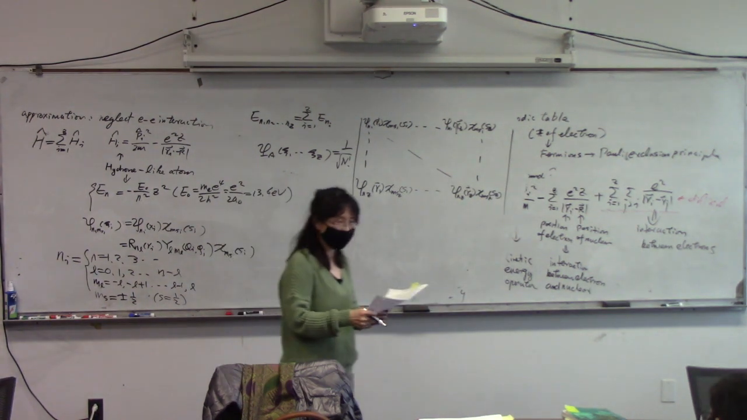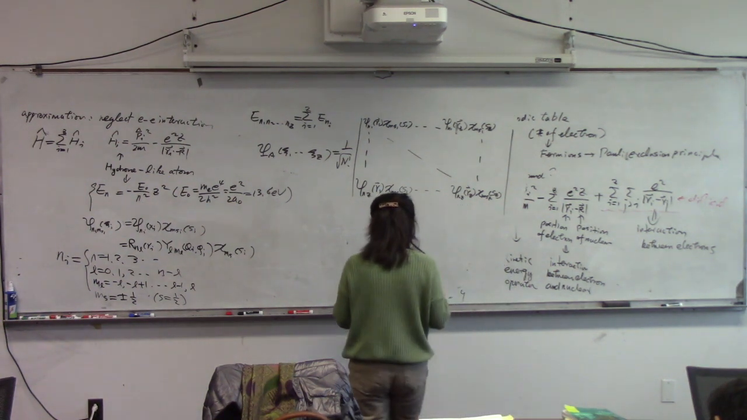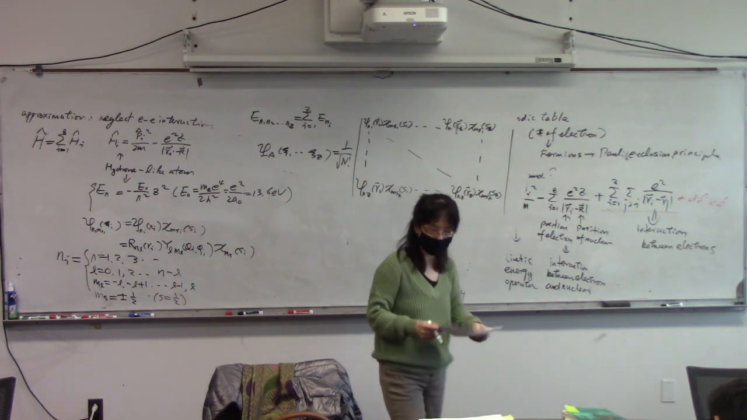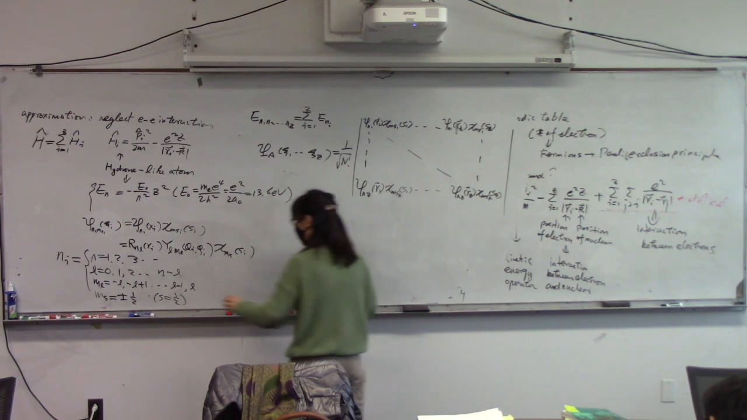Like this. Okay, let me stop here, and next Monday we are going to discuss how to construct this, and find the ground states of each element in the periodic table.